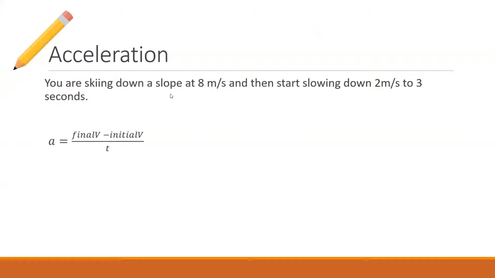Here we go. You are skiing down a slope at 8 meters per second. So that's your speed. And then you start slowing down to 2 meters per second in 3 seconds. Sorry about the spelling, but we're just going to make do. We're going to calculate the acceleration.